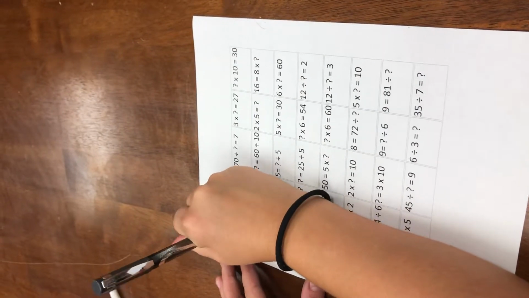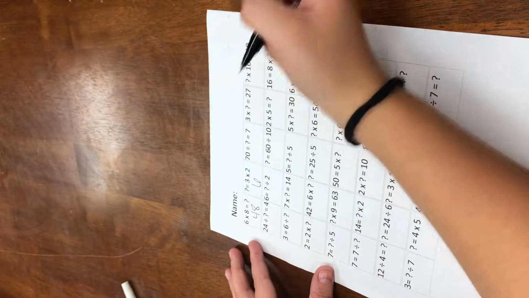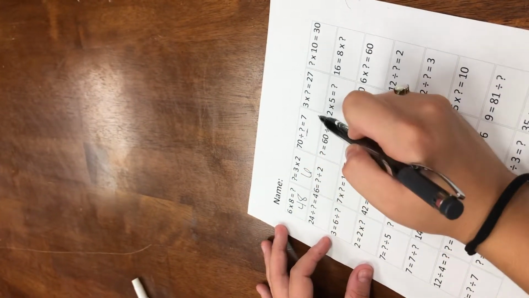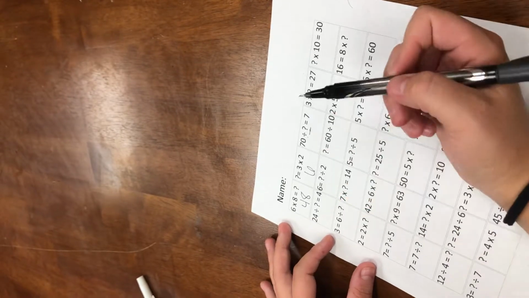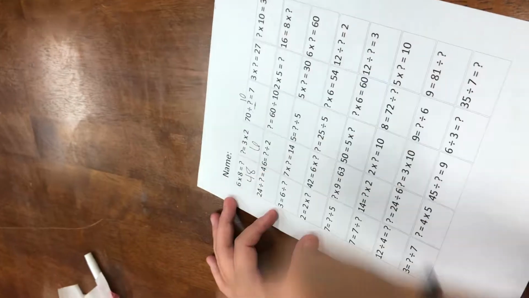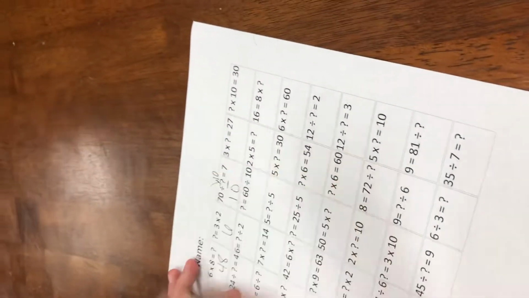48. Okay, so that's the same thing like 3 times 2 is what? 6. So now we have 70 divided by what equals 7. So we know that 7 times 10 equals 70. So therefore, that's how we know that 10 goes right there. So the answer is going to be 10.